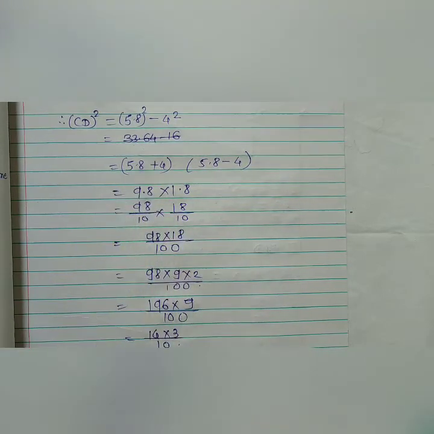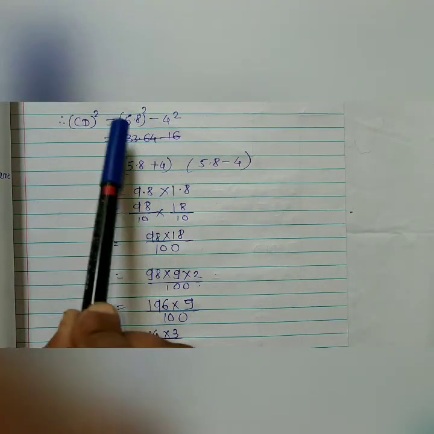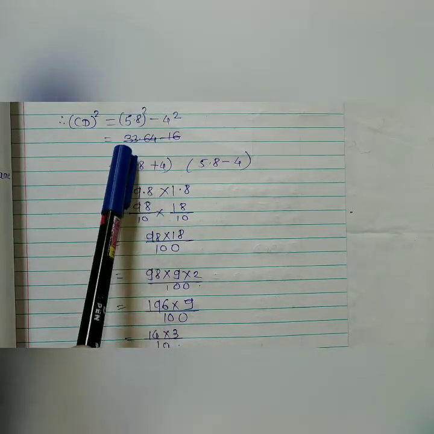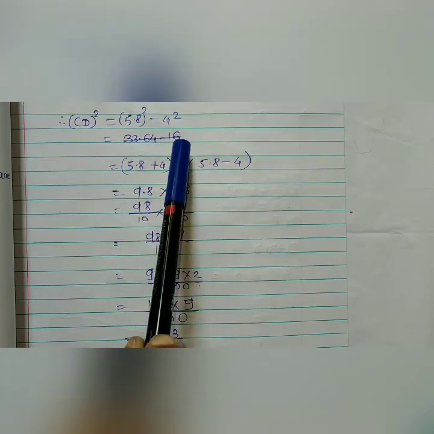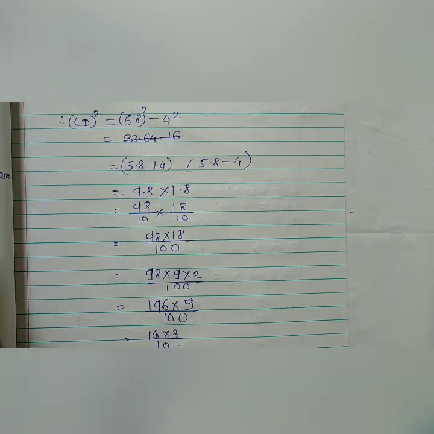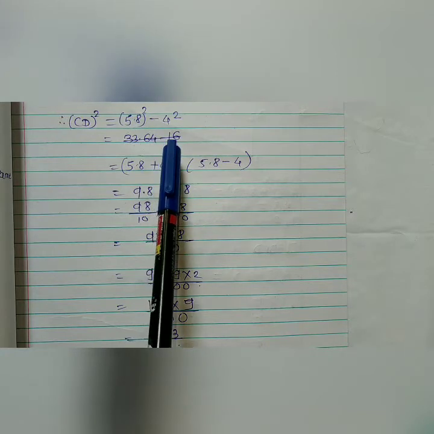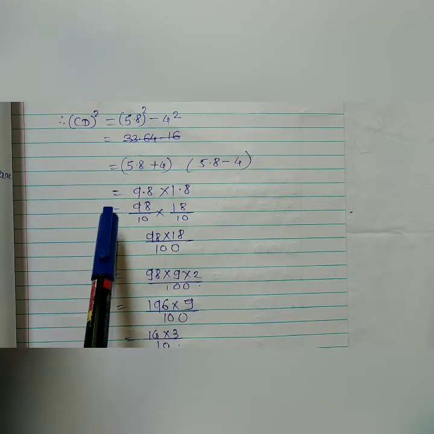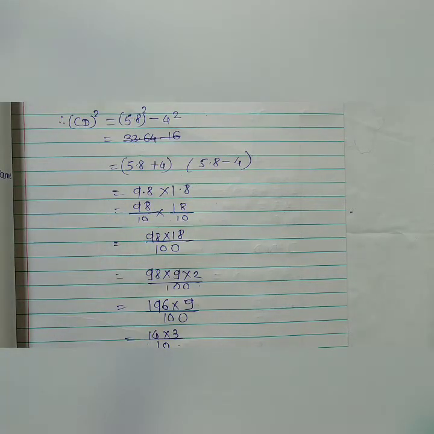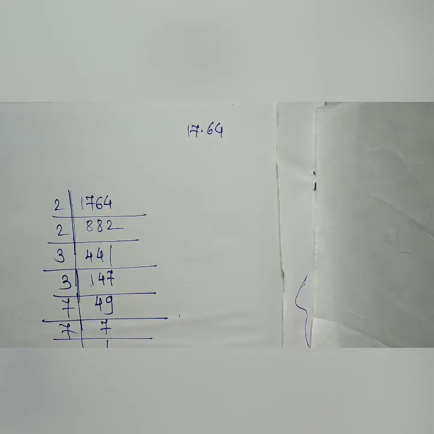Instead of all these calculations, suppose 5.8 squared is 33.64 and 4 squared is 16. Another method to find the value of CD square: the subtraction gives 17.64. So CD square is equal to 17.64, which means to find CD we need to find the square root of 17.64.